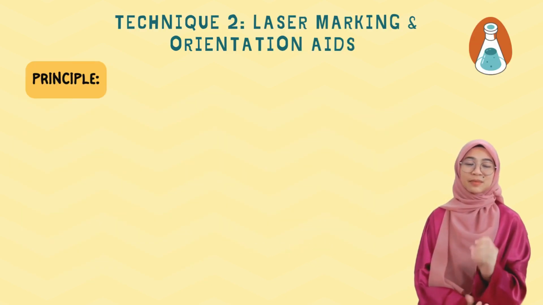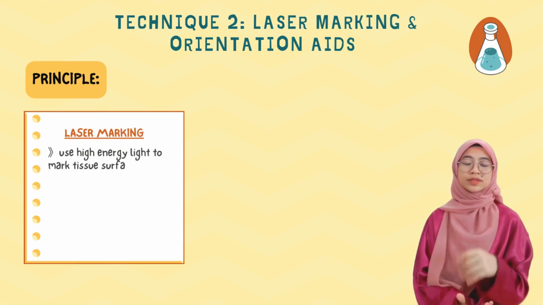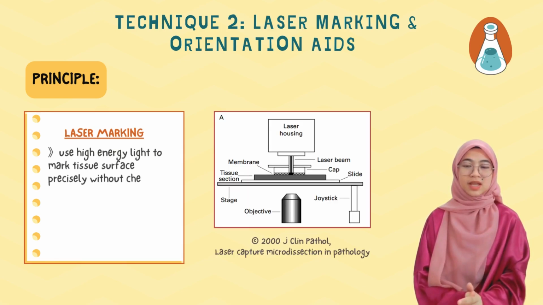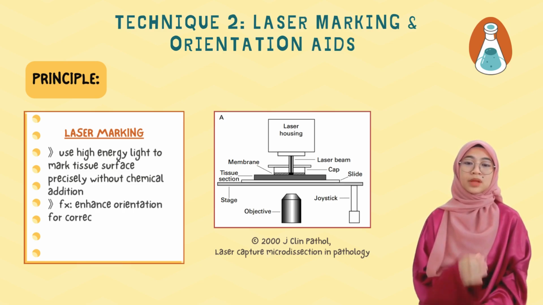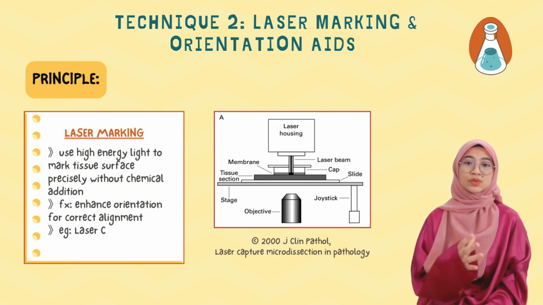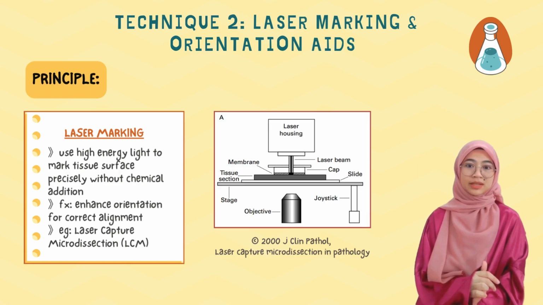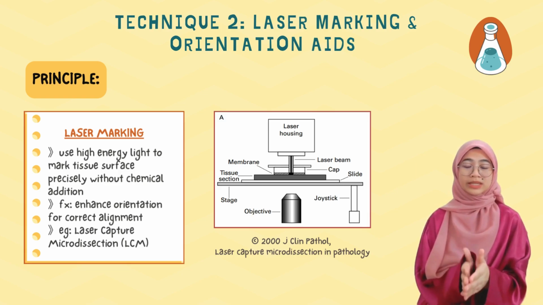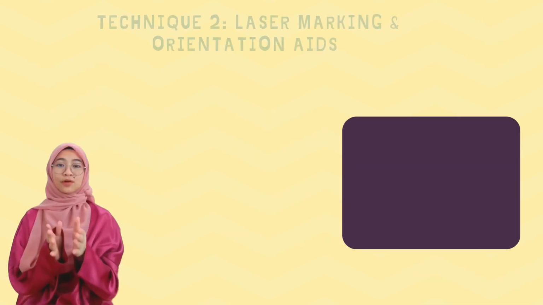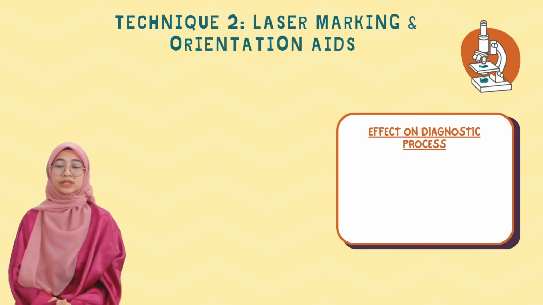Then, there's laser marking. This technique uses high-energy light to precisely mark tissue surfaces without adding chemicals that might affect the sample. Laser marking is used to enhance orientation, ensure correct alignment during sectioning, and maintain the sample quality for later tests. For tissue grossing, these techniques make a big impact on the diagnostic process.